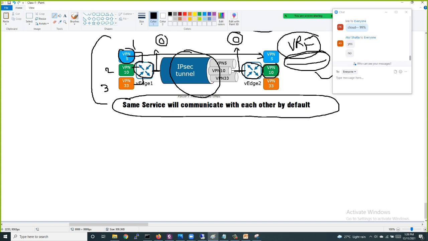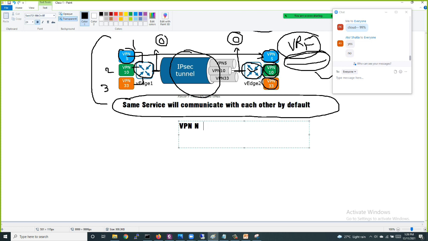Now the point here is how this VH2 will get to know whether the traffic belongs to VPN 5, VPN 10 or VPN 33. So guys, all the traffic will be tagged with this VPN number to provide the segmentation. Segmentation means VH2 will get to know that this particular traffic belongs to this particular VPN. Right guys? Any problem, you can ask.